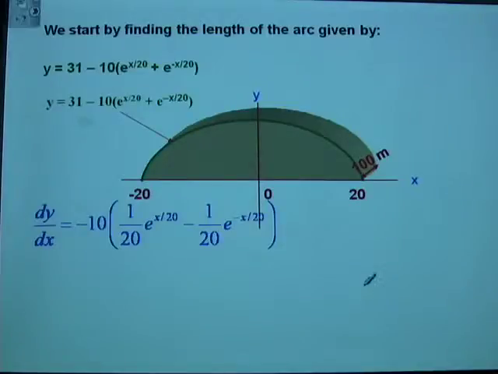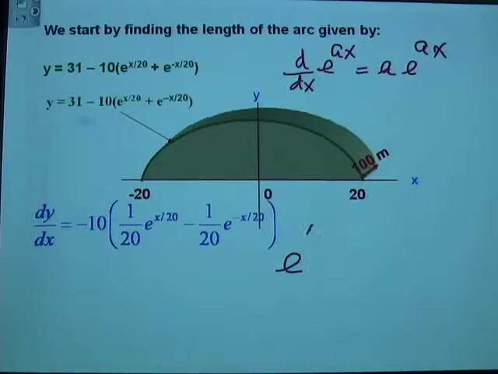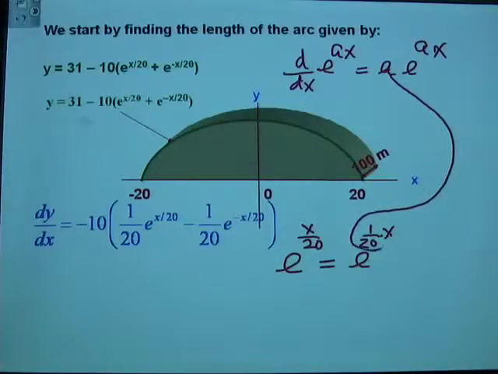All right. Now, you have e to the power of ax, the derivative d by dx of e to the power of ax is a e to the power of ax. Now, look at this. What is the derivative of e to the power of x over 20? Now remember, x over 20, I'm going to write it like this: e to the power of 1 over 20x. So this a is 1 over 20.